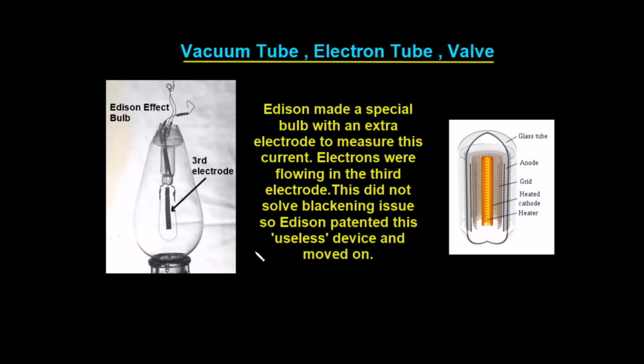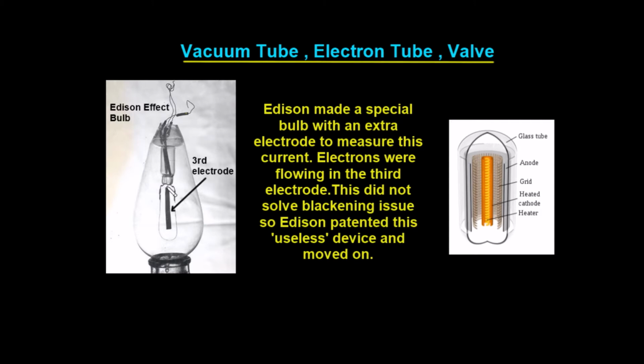Edison worked on various experiments to try and prevent the blackening of the inside of the bulb. After a certain period of time, the bulb would become so dark on the inside that the light would be very, very gloomy. So he had to try and work out a method of preventing this. So what Edison did was he made a special bulb with an extra contact or an extra electrode to try and see whether there was in fact current flowing from the filament onto the surface of the inside of the bulb.